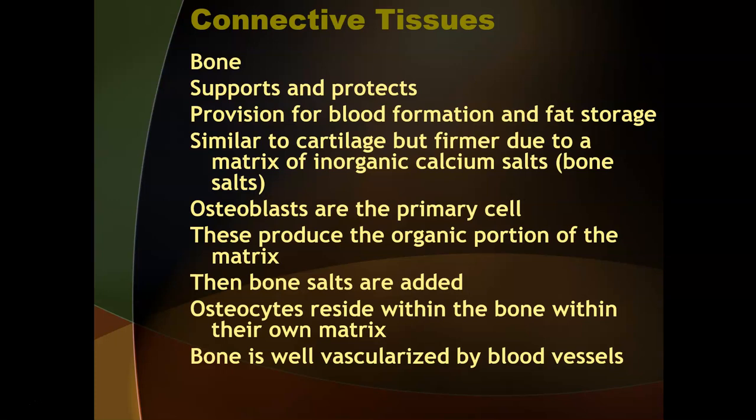Osteocytes then, so those osteoblasts then become osteocytes, and those osteocytes reside within the bone, within their own matrix, and they help maintain the bone. What most people don't realize, because whenever we look at a bone, it's from an individual or something that's no longer alive, we look at that bone and we see it as being a solid mass. It's hard to believe that bone is actually well vascularized by blood vessels, but it is.